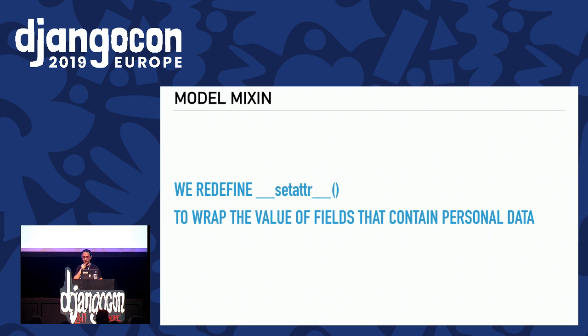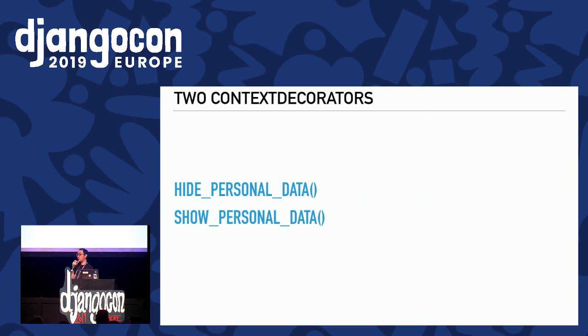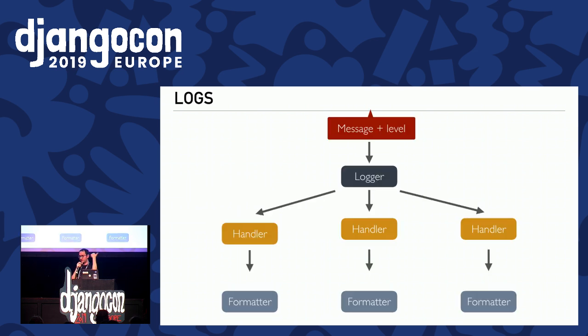And to help with all of that, I have two context decorators. It's both a decorator and a context manager at the same time: hide personal data and show personal data. And we can nest them. So remember, we had the logs at the beginning.